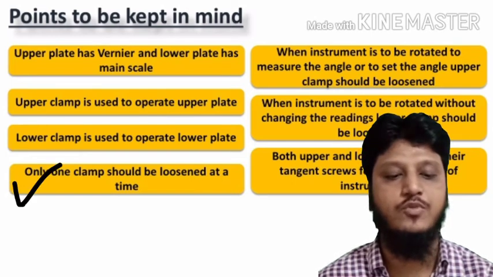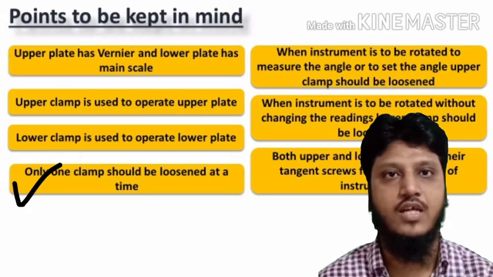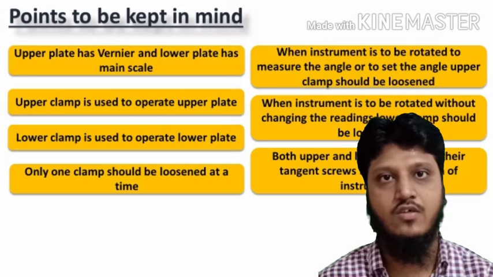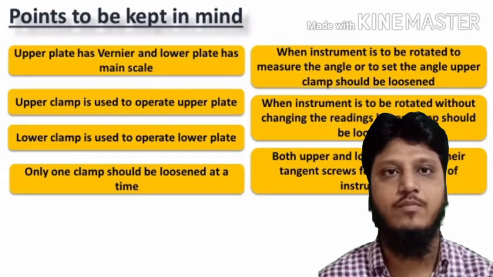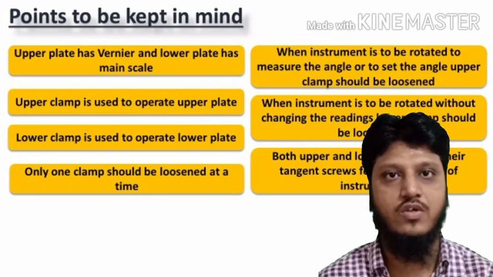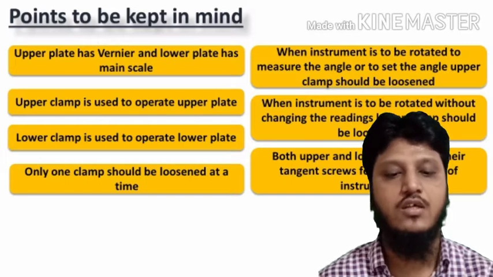Then only one clamp should be loosened at a time. At a time only one clamp you should loosen, and the other should be tight. Before rotating the instrument, one of the clamps must be loose. Otherwise there will be no use of rotating the instrument. Now we will see the uses, where we need to rotate the instrument.